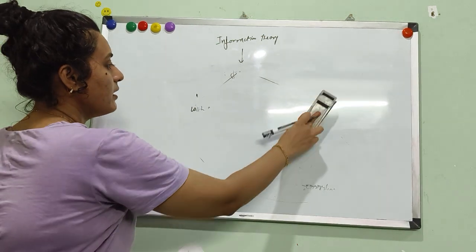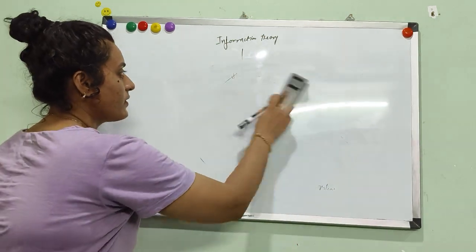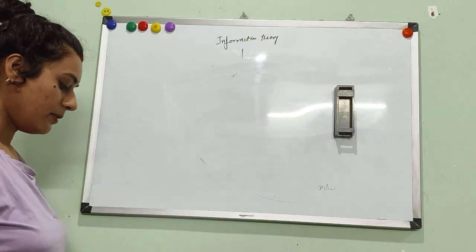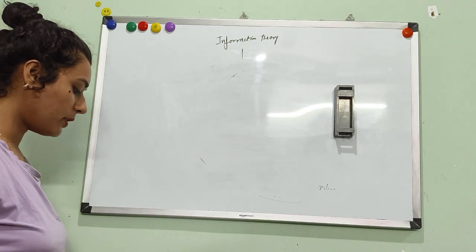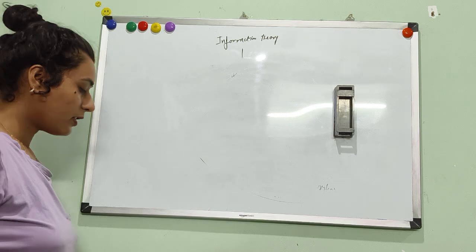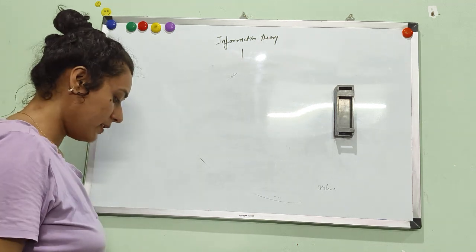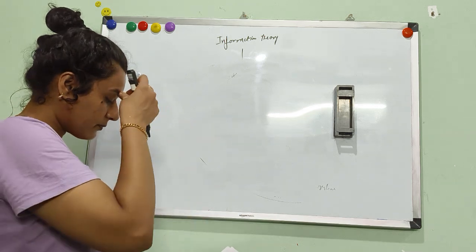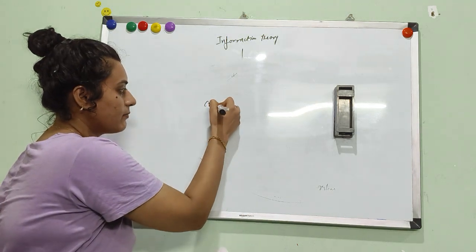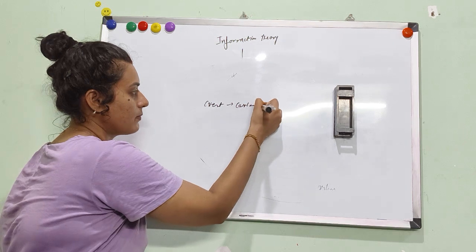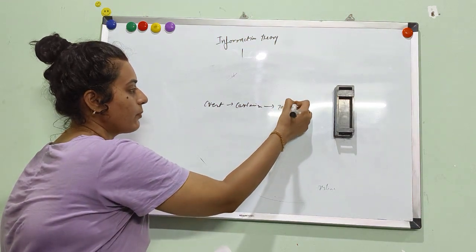Now the next section is: a message containing knowledge of high probability of occurrence conveys little information. So what I am going to say is, if an event is certain, then there will be zero information.